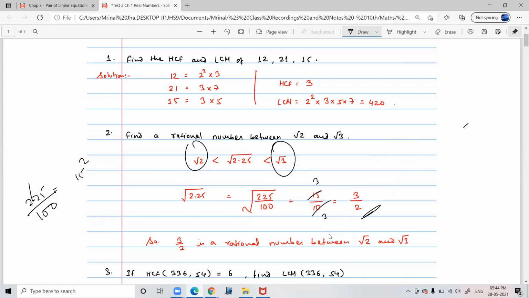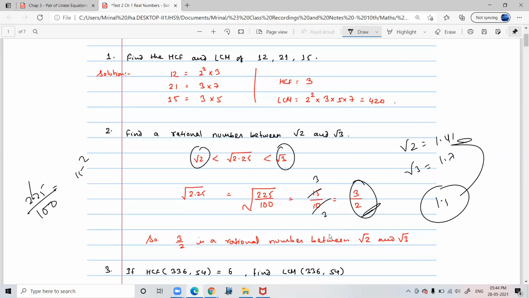So this is the best method which I think you should use to find numbers between irrational numbers like this. A lot of people have done it like this: you know that root 2 is 1.4 or so and root 3 is 1.7, so you write numbers like 1.5 which lies between them. That you can do when you know the root 2 value and root 3 value.